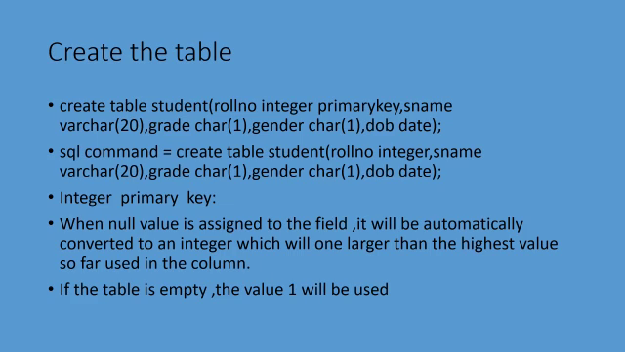It is a concept. Suppose I am not giving any value, I am taking the first record. For the first record I am giving 0. What will happen here? It won't take it as 0, it will increase 1 and start with 1. That's all. If the table is empty, the value 1 will be used. That is what integer primary key is.